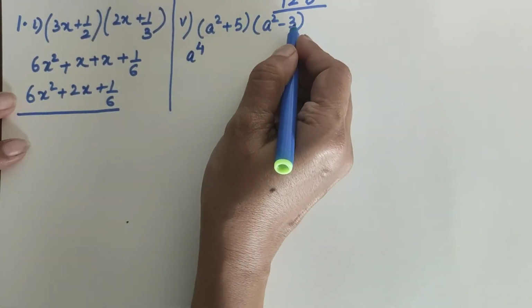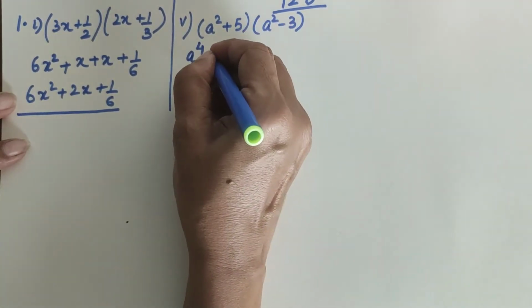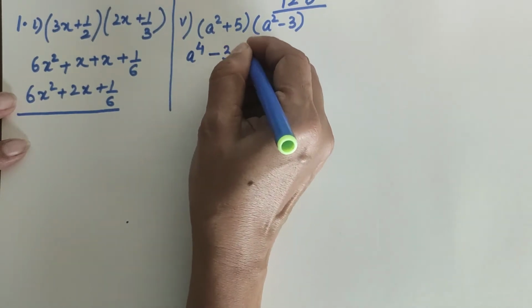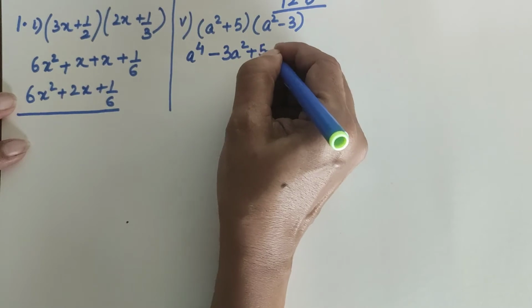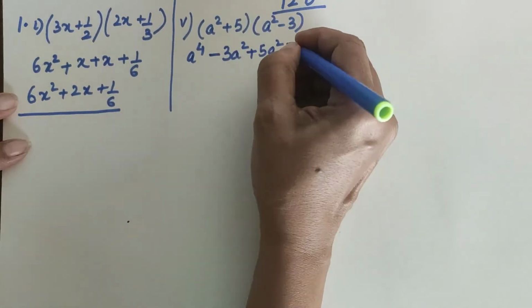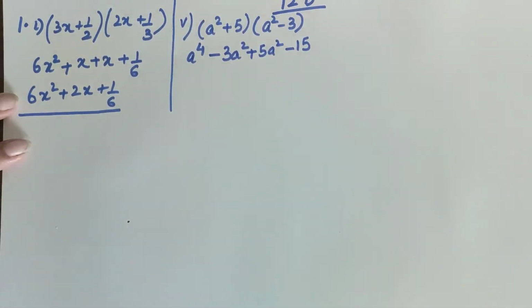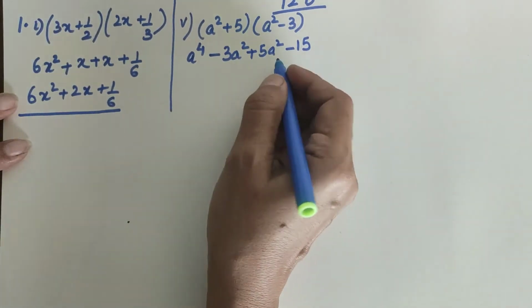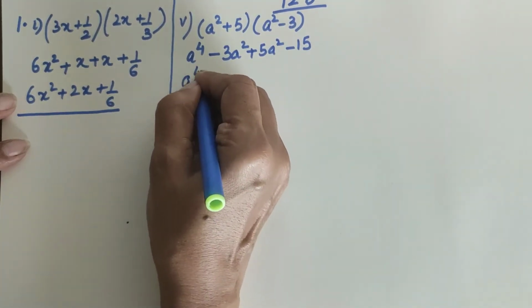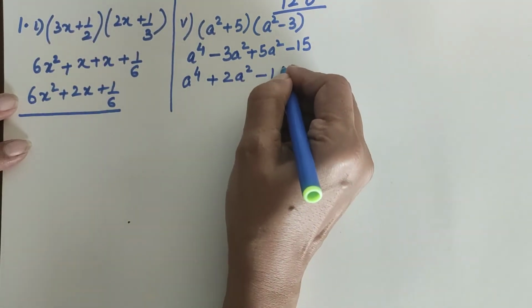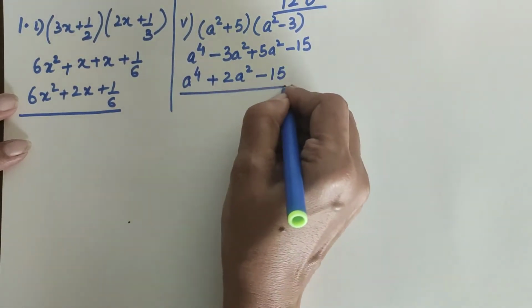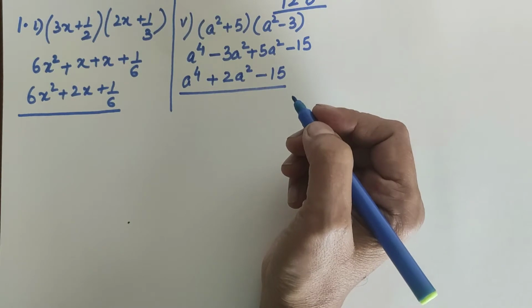If I multiply a square into minus 3, I will get minus 3a square. Then if I multiply 5 with a square, I will get 5a square. And 5 with minus 3, I will get minus 15. Now the like terms we have to add. So this is a to the power 4 plus 2a square minus 15. This is your next answer.